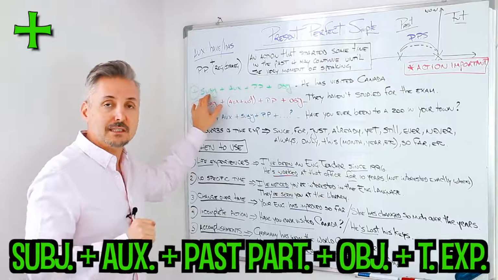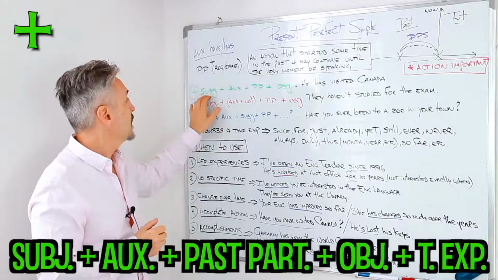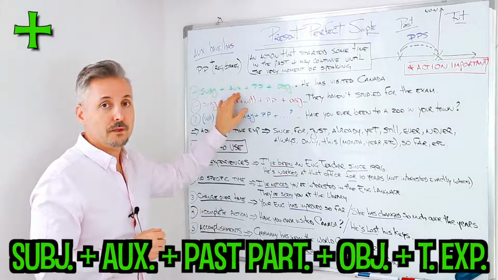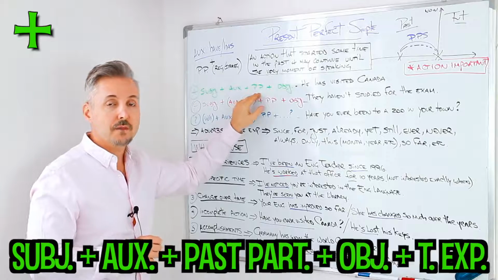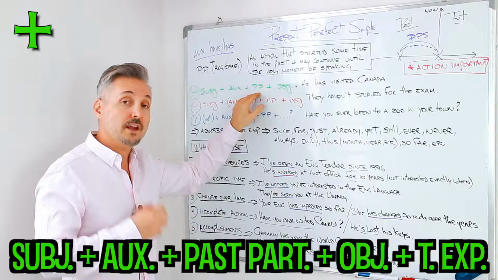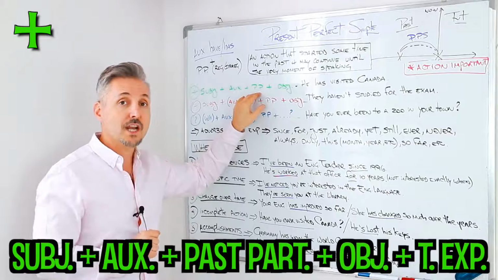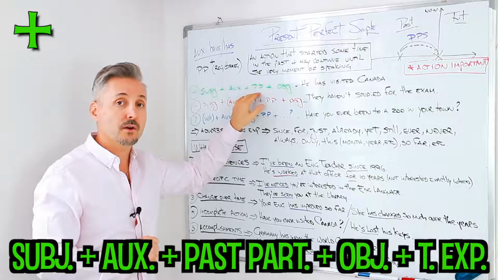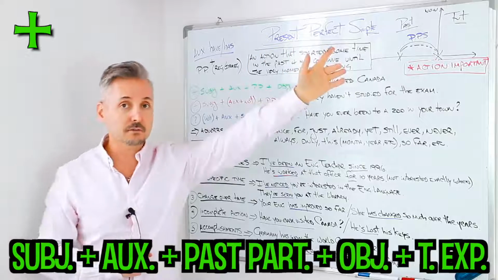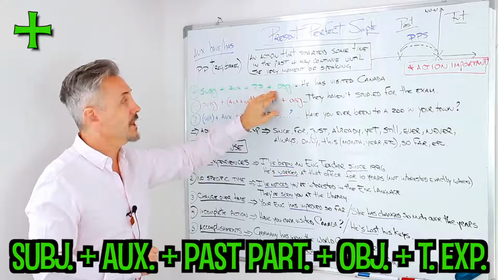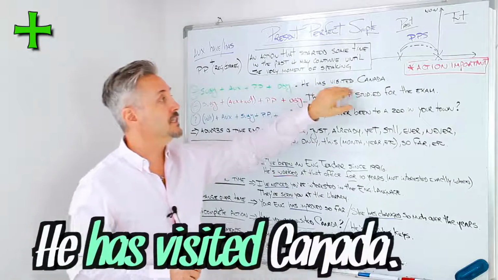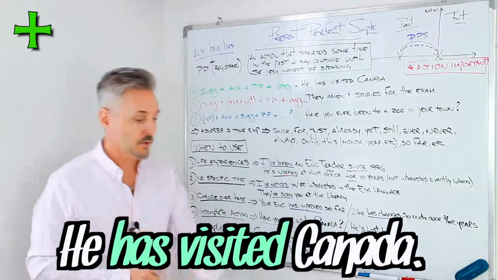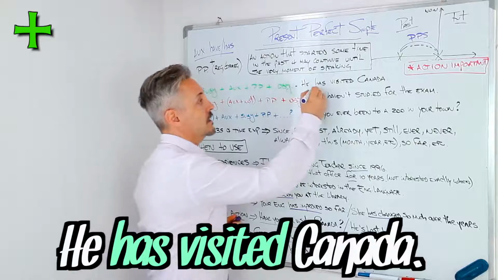For a positive sentence, we need the subject plus the auxiliary, so have or has, plus the past participle. It could be regular or irregular. If you want to watch a lesson on regular or irregular verbs, you may click here. And then we need the object. So an example: he has visited Canada.